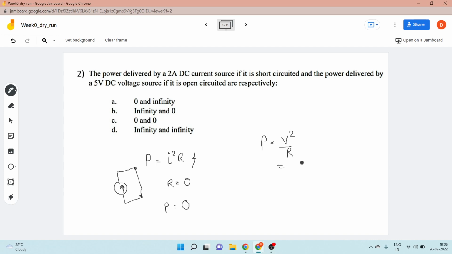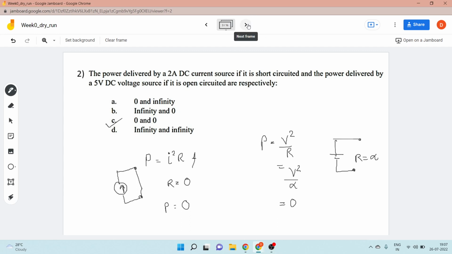Now since the circuit is open circuited, the resistance will be equal to infinity, right? So it will be V square by infinity. Now inverse of infinity is 0. So the correct option will be C. In both the cases, the power delivered is 0 and 0. I hope everyone got it.